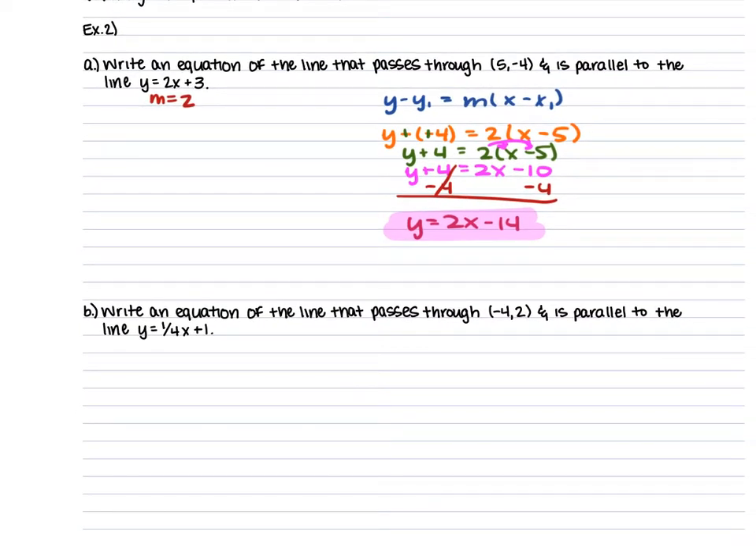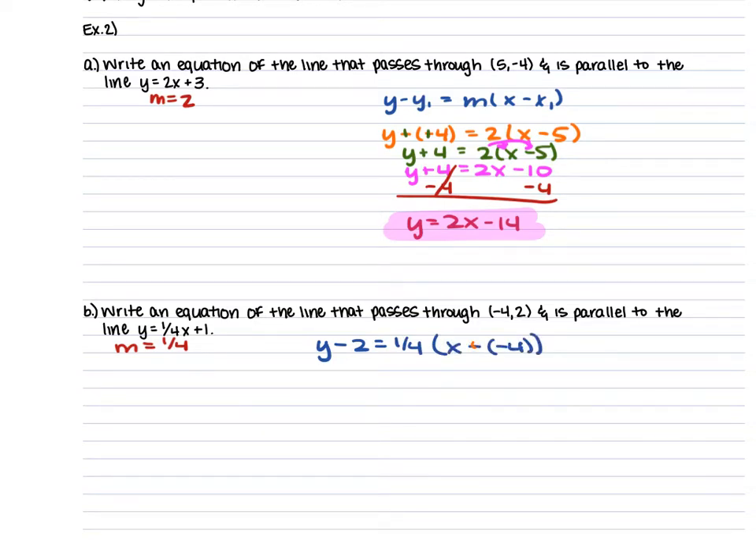For B, we're writing an equation of the line that passes through negative 4, 2, and is parallel to the line y is equal to 1/4 x plus 1. Parallel, same slope. Our slope is going to be 1/4. So again, use your point-slope form. y minus 2 is equal to 1/4 times x minus negative 4.